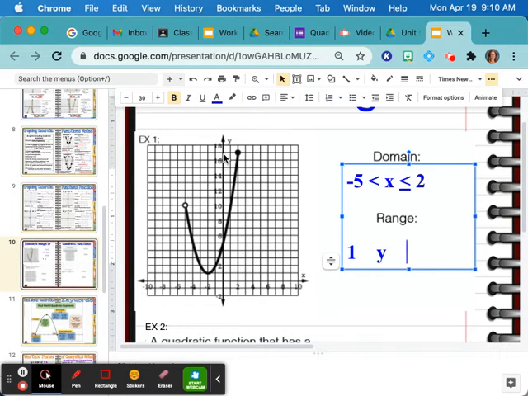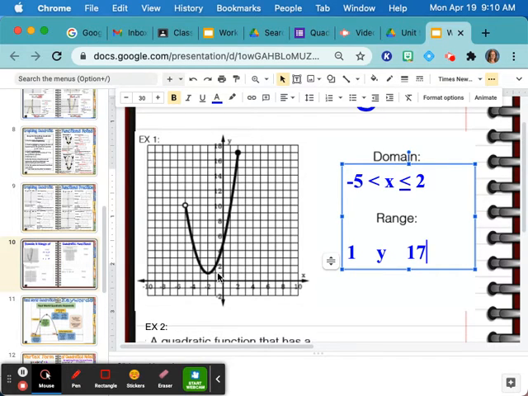Follow the y-axis all the way up. Okay, so where is that at? 17. So it goes from 1 all the way up to 17.